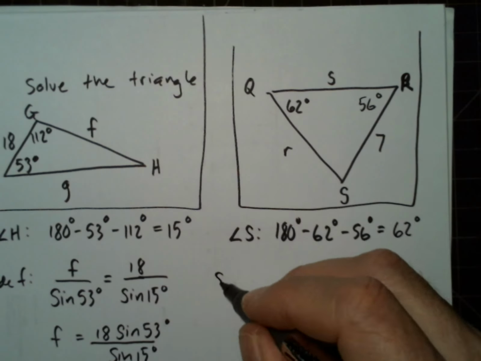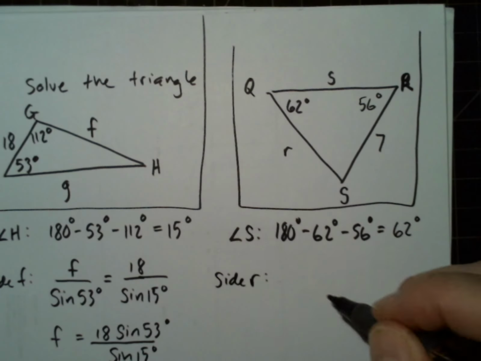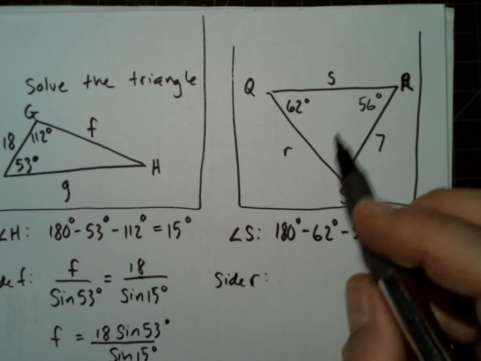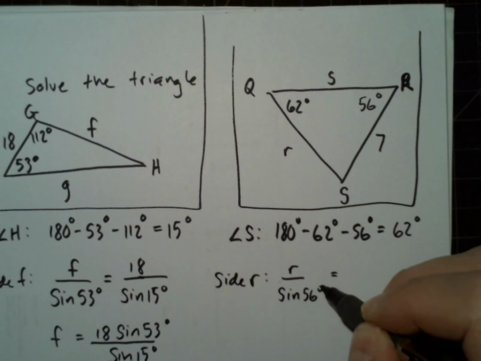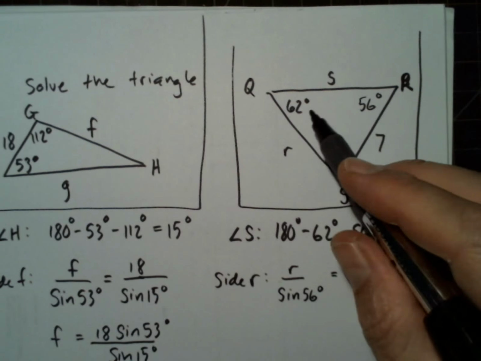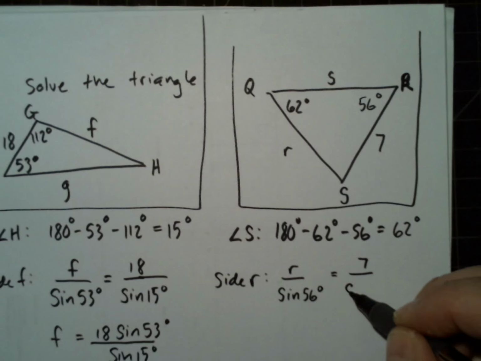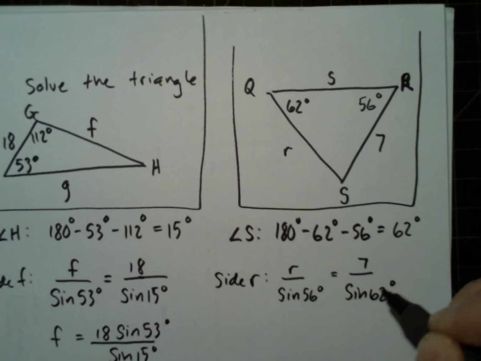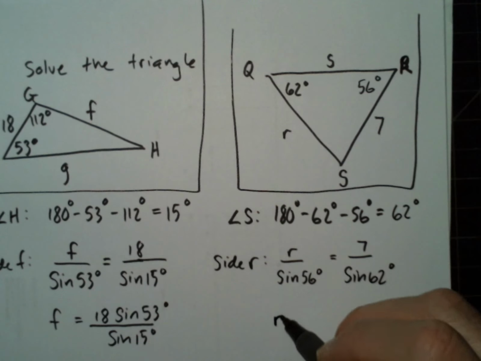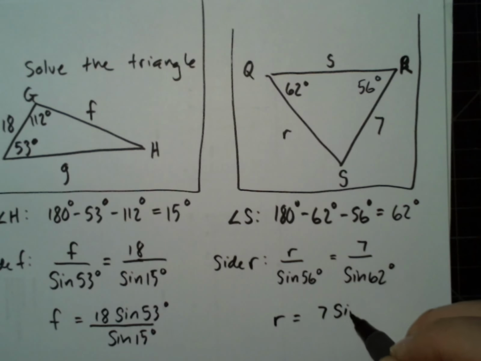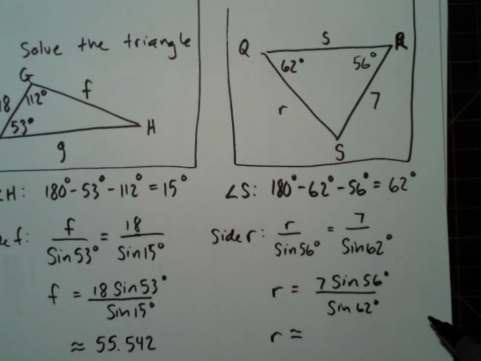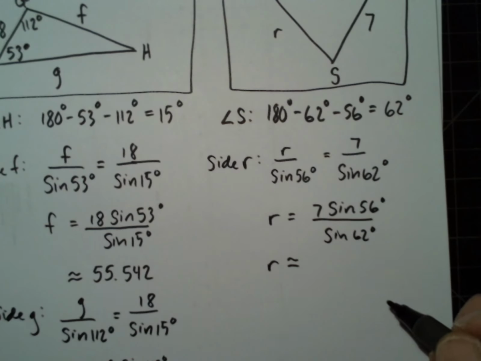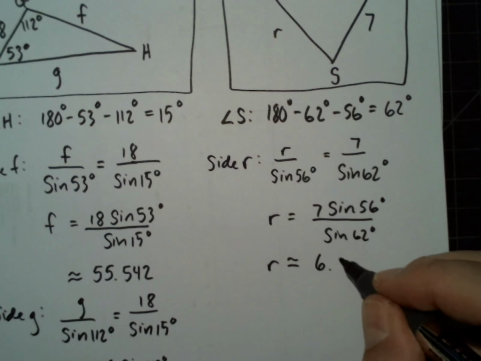Let's find side R. So it'll be R over sine 56, and then we'll use 7 over sine 62. Multiply by sine 56, and R is approximately 6.573.